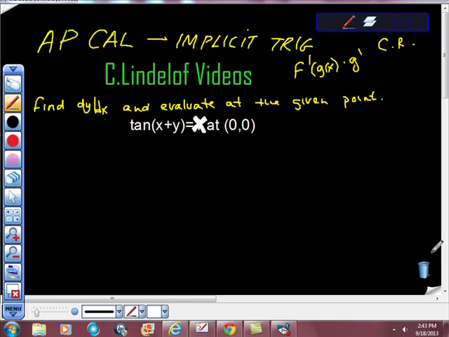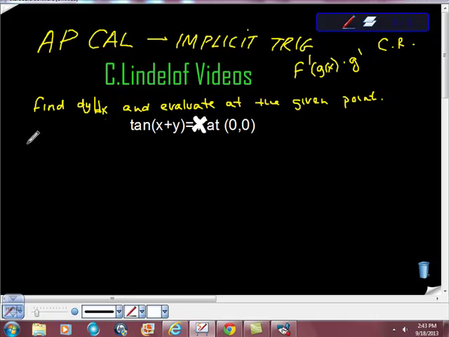All right, AP Cal, implicit trig. In this case, we're not only asked to differentiate implicitly, but we're also asked to evaluate the derivative. We're given that tan of x plus y is equal to x at (0, 0). You can test this to see that it's true. Tan of 0 is equal to 0 is actually true, so I'm going to go ahead and proceed.